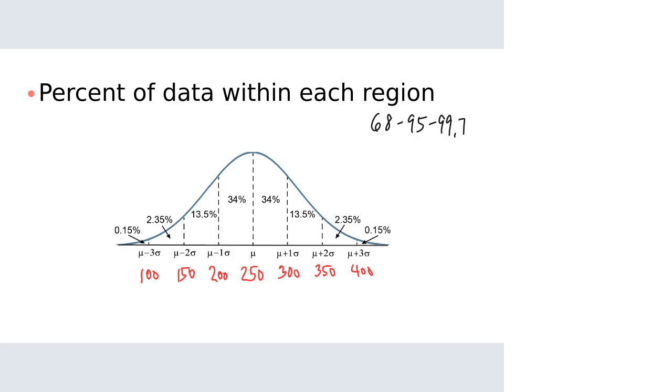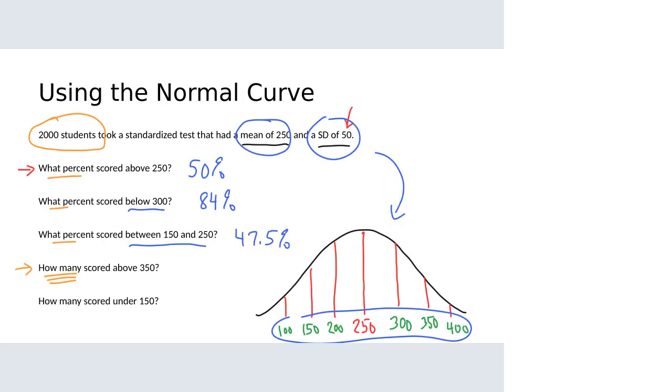First, I'll go back and here's 350. So what percent scored above 350? Make sure you count both of these. Don't just count the 2.35, count them both. We'll add those together. That's 2.35 plus 0.15, that's 2.5%. If the question said what percent scored above 350, our answer would be 2.5. But it didn't. It said how many. So what we need is 2.5% of those 2,000 students.